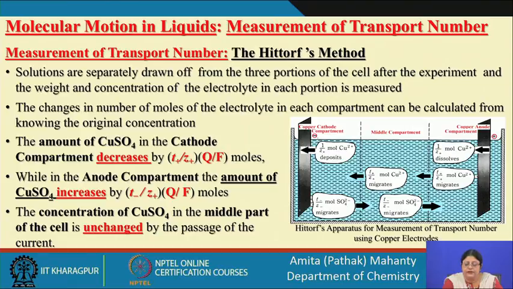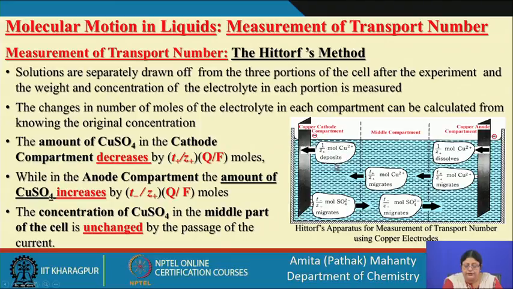So, obviously, you see what happens when you have the three compartments. Here you have a deposition, here you have a dissolution. So, if I have three compartments, like this is compartment A, this is compartment B, and this is compartment C, what should happen in compartment A? If you look at it very closely, since the amount of copper is getting deposited, what should happen?